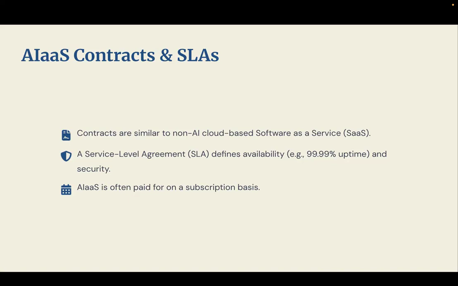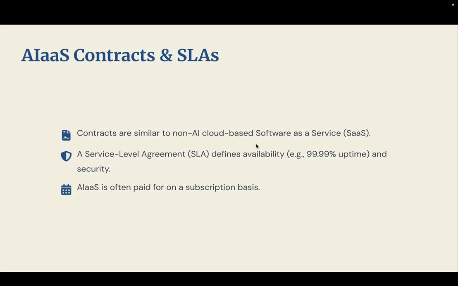Just like the contracts between companies for software as a service, for AI as a service also there are contracts and SLAs. What are SLAs? Service level agreements. Normally a service level agreement defines the availability and security of the product they are giving. They promise 99.99% uptime, and they also ensure that you will not be subjected to any security breaches when you use their product.